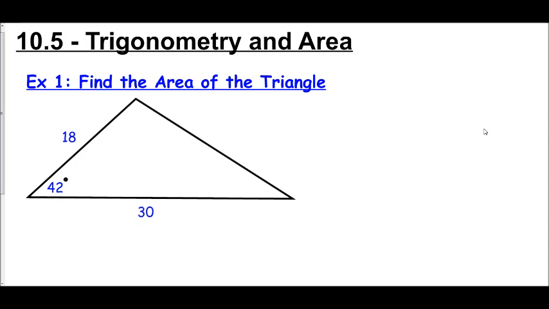We don't know the height of the triangle. We don't have really a whole lot. We have just two sides. So we have to ask ourselves, what could we do to get the height of the triangle?